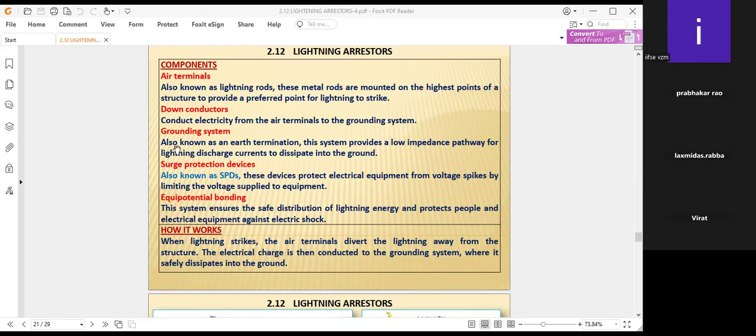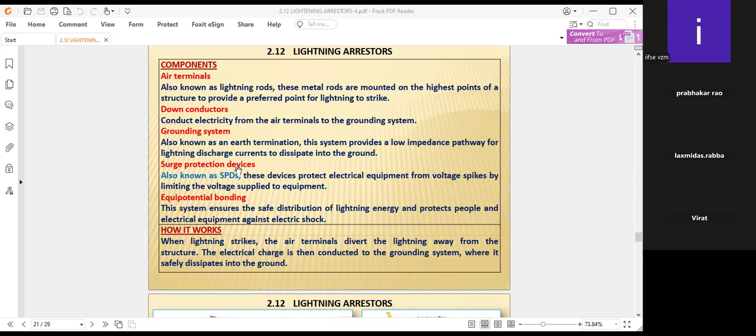The grounding system is also very important. It is also known as earth termination. This system provides a low impedance pathway for lightning discharge current to dissipate into the ground. Everybody knows about the earthing system and how it works. We already discussed it in electrical hazards. After reaching the earth, it dissipates the electrical energy into the soil, if the soil condition is good. Otherwise, it leaks there itself.